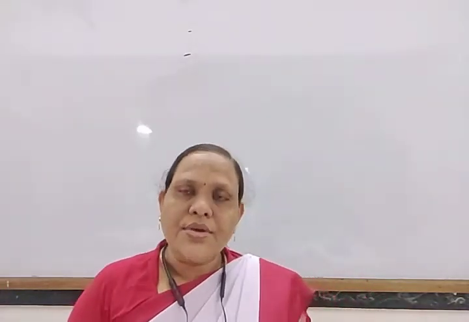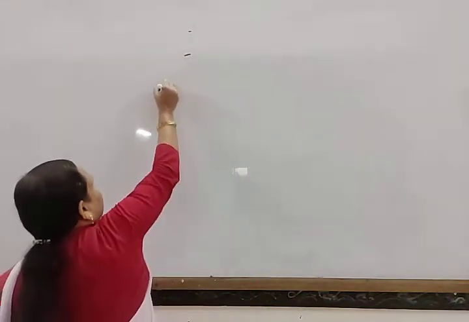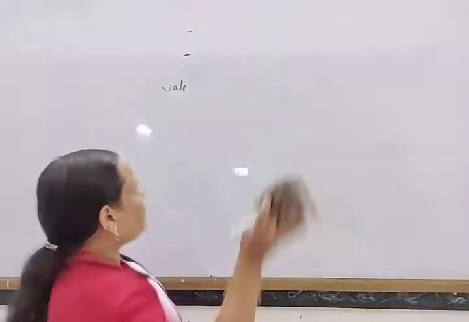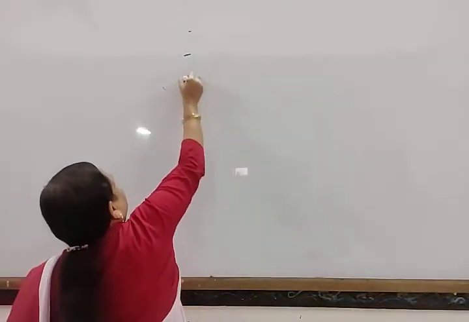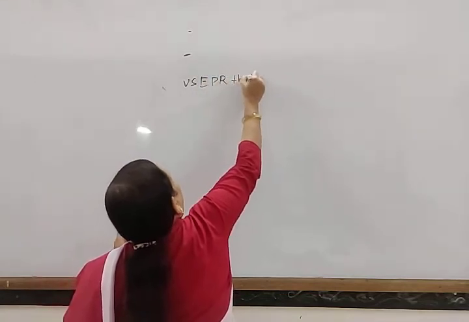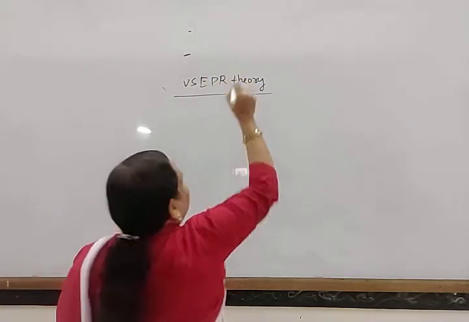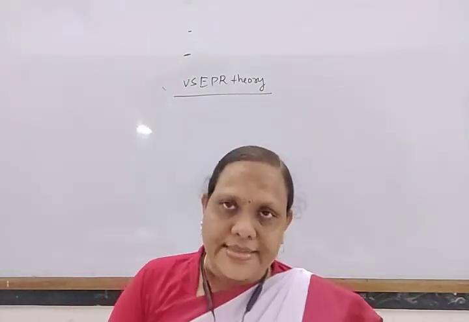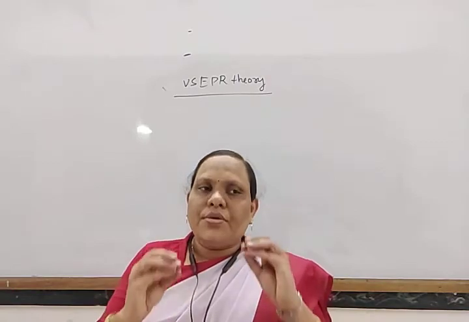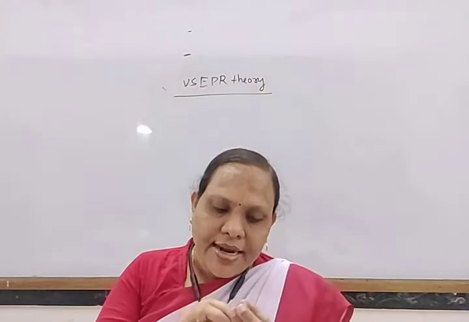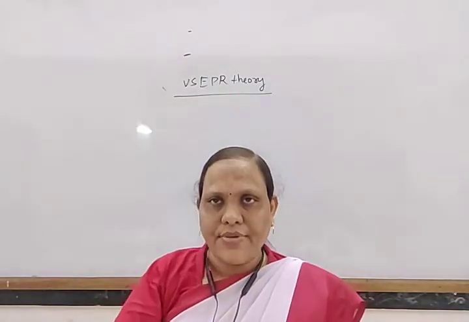Now let us discuss what is this valency shell electron pair repulsion theory. In short, that is known as VSEPR theory. Valency shell electron pair repulsion theory. So actually what is this? Whenever a polyatomic molecule is formed, the central atom is surrounded by so many atoms.